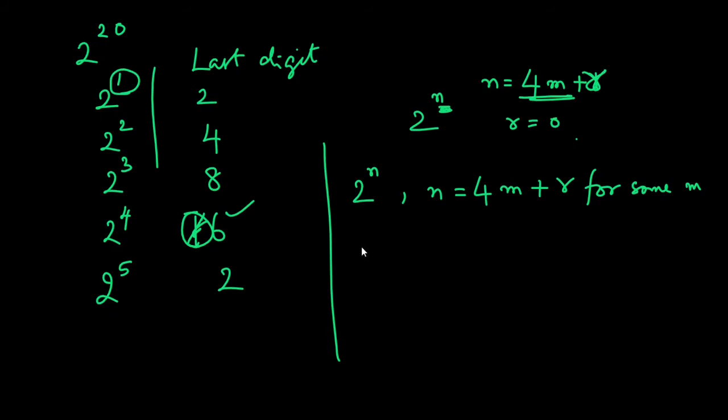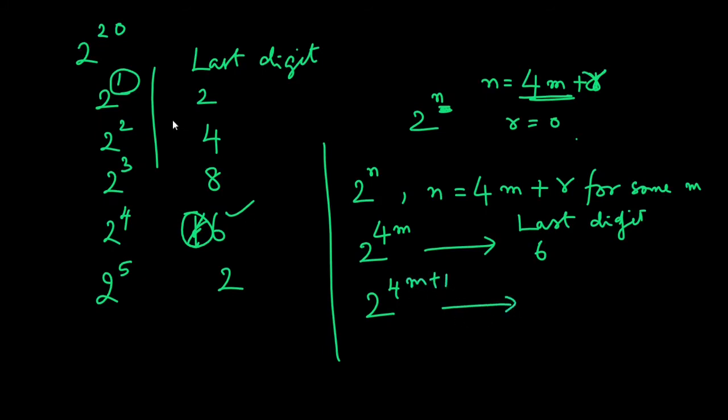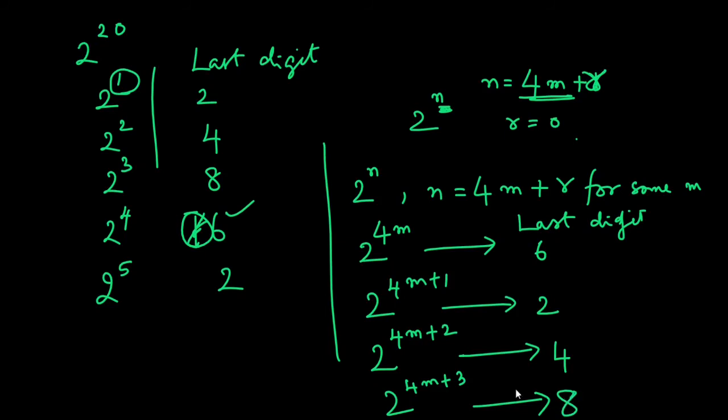So if r is equal to 0, that means 4 power m, then the last digit is 6. 2 power 4m plus 1, we get last digit 2. 2 power 4m plus 2, we get last digit 4. 2 power 4m plus 3, we get last digit as 8.